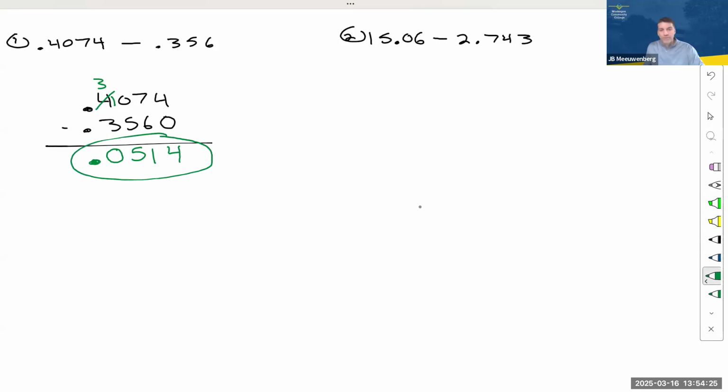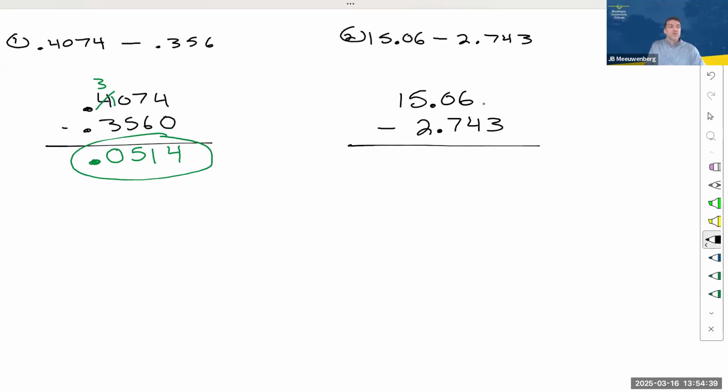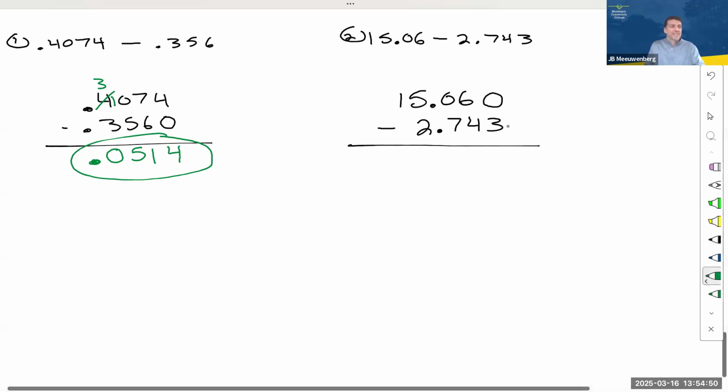So 0.0514. The second one was 15.06 minus 2.743. Now this one, you absolutely need this 0 here in that thousandths place, because this 3 needs to be subtracted from something. Common mistake I see is people bring the 3 down. Now it's on the bottom. It needs to be subtracted from something, from 0.